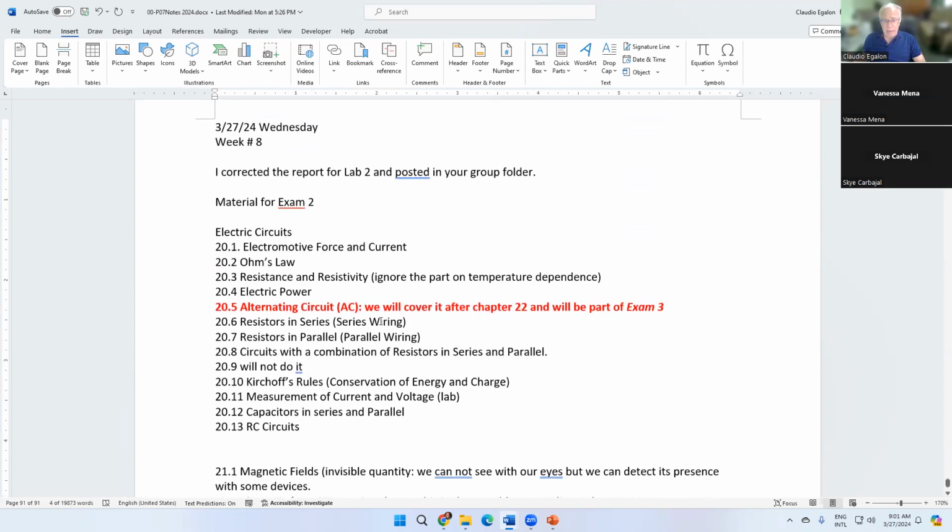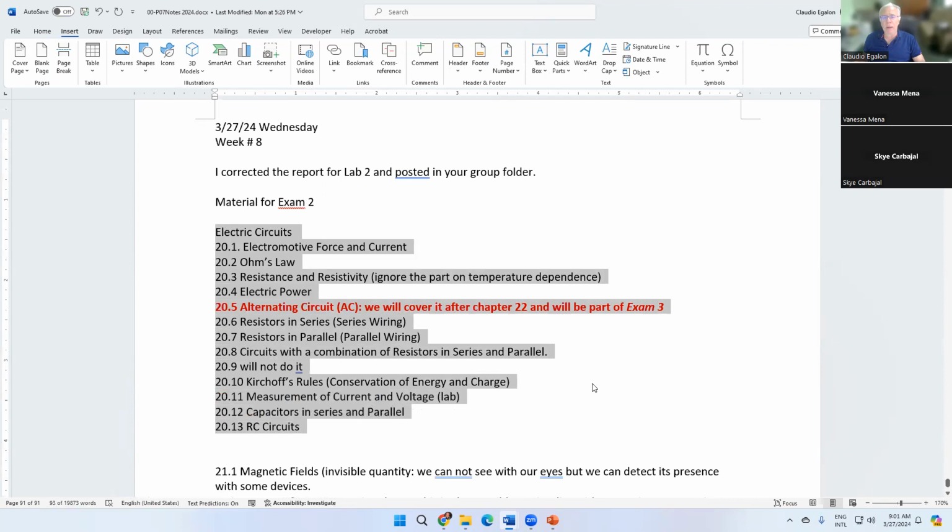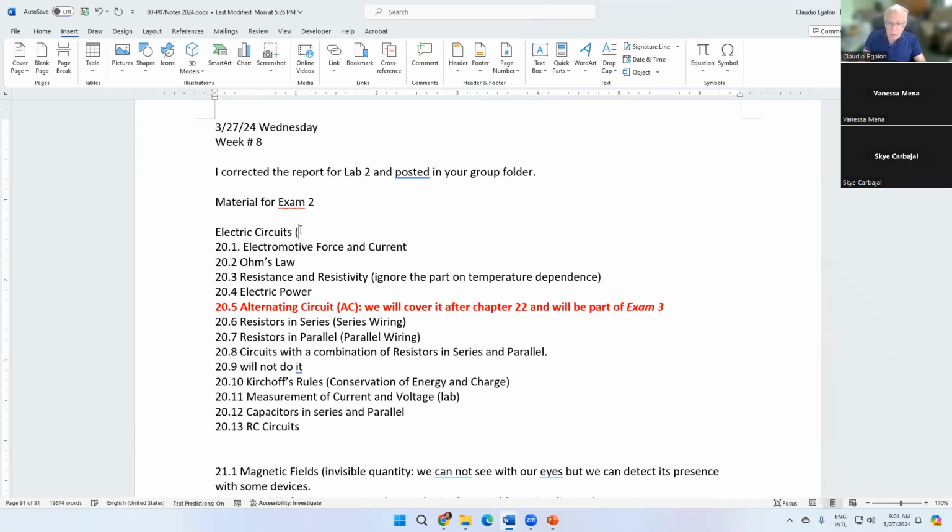So the main idea of this chapter is just electric circuits, how you have current flowing, how you have resistors that can be connected in series and in parallel. And here in this case, we are working only with what we call direct current, current that flows in only one direction. That's what this chapter is all about. We're not doing section 20.9.